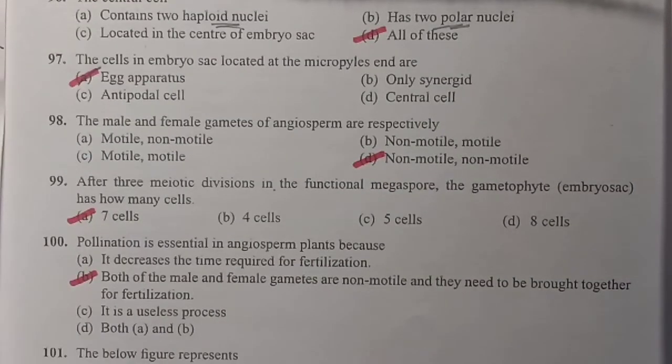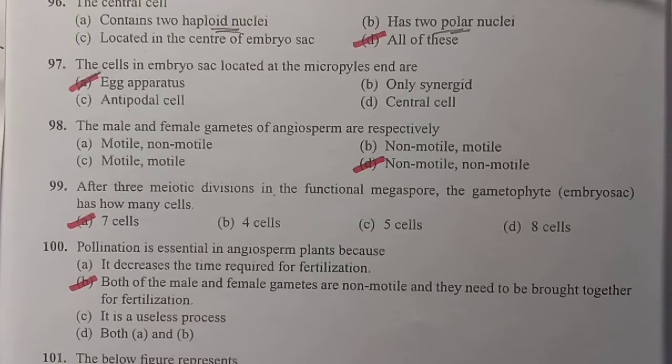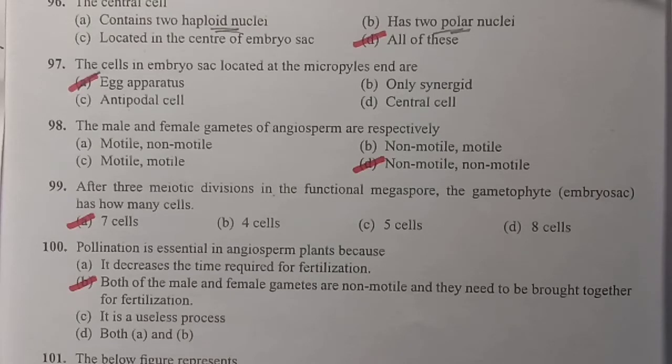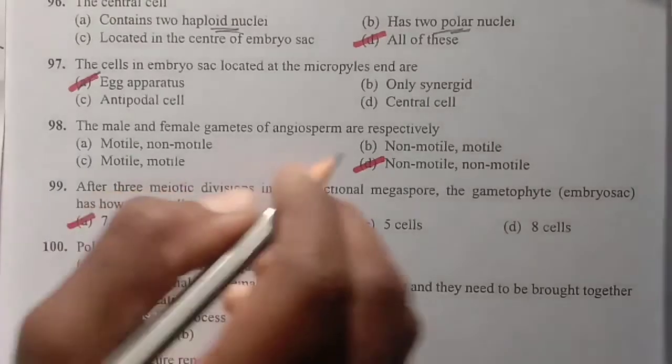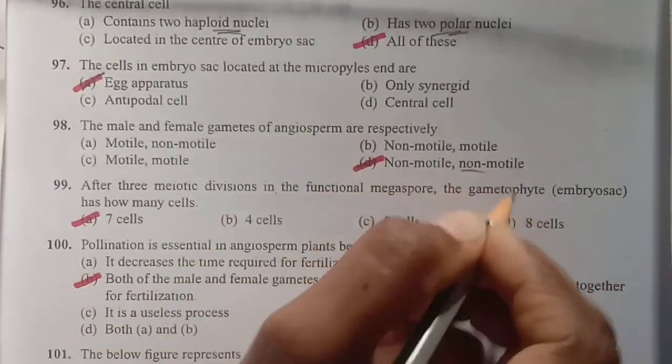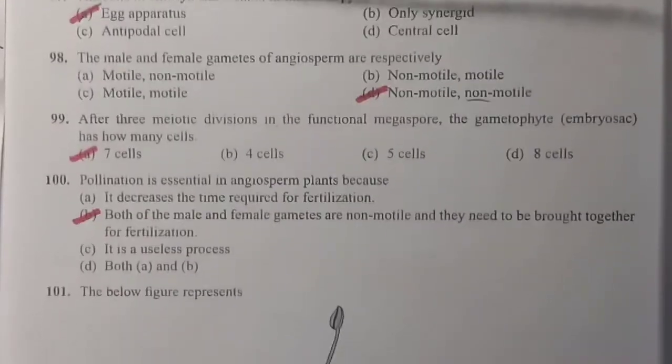Next one, the male and female gametes of angiosperms are respectively? There are 2 male gametes present in the pollen grain, and they are non-motile, and the female gamete, that is the egg, present in the embryo sac is also non-motile. But in lower plants, the female gamete is non-motile but the male gametes are motile. In angiosperms, both male and female gametes are non-motile. So here option D is correct. Male gamete is also non-motile and female gamete is also non-motile.